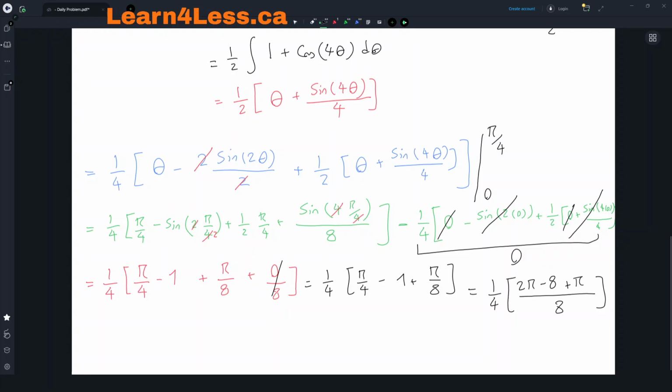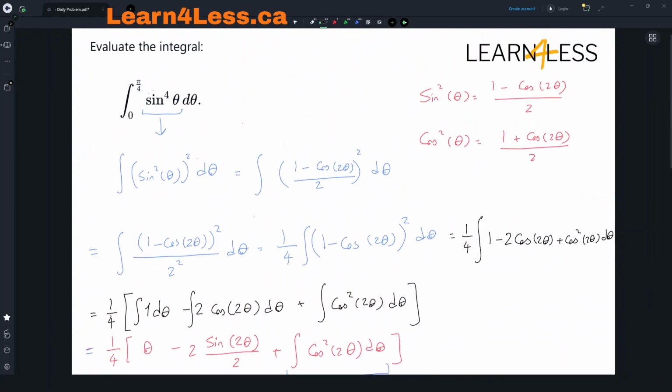So overall, we get 32 as a denominator, 4 times 8. And the numerator is what we have here. Don't forget, 2 pi plus pi is simply 3 pi minus these 8 that we have. So this would be the final answer to this integral. And all we used is these two identities.